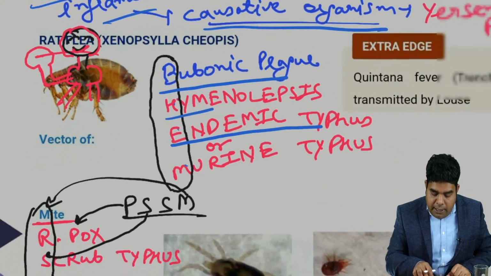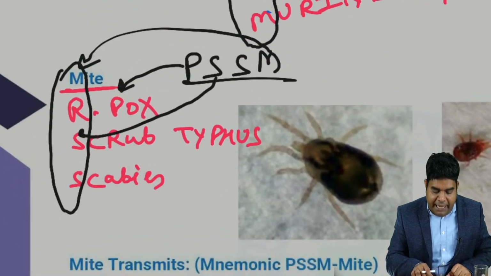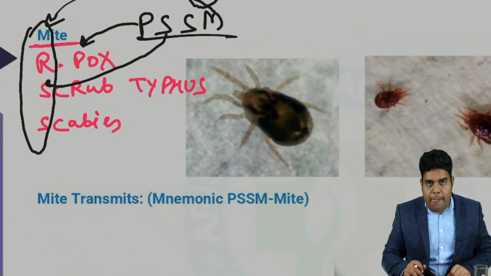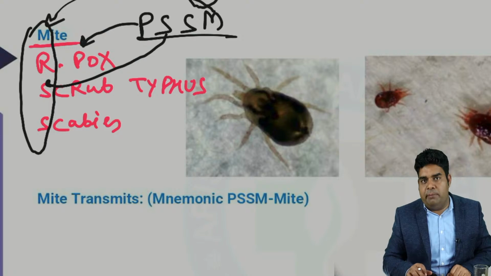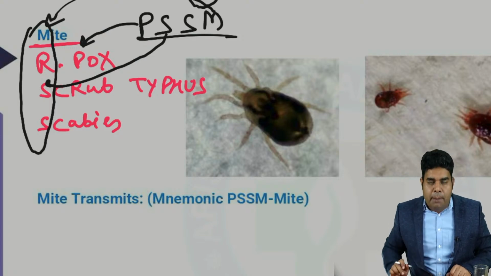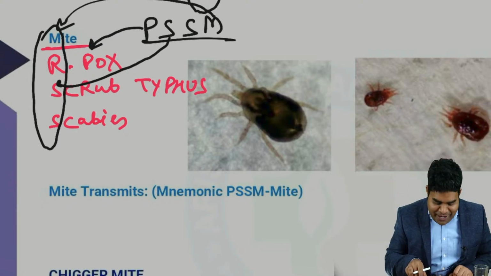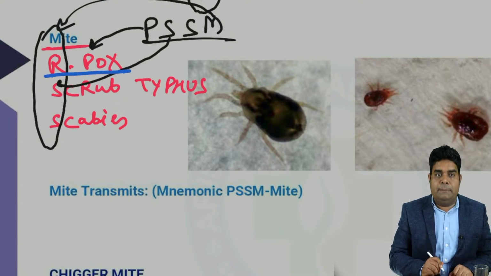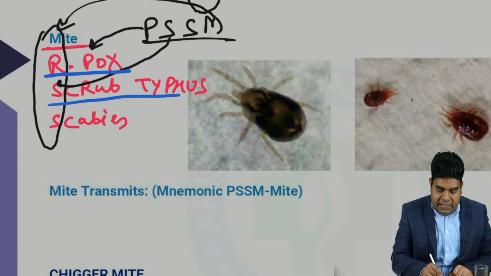Now, the second thing is they will ask mite. Mite image is glossy and all you can see. And for mite, in my MBBS time, I made the mnemonic PSSM. PSM sad hua, because I used to hate this subject a lot. P stands for rickettsial pox. S for scrub typhus. Second S for scabies.